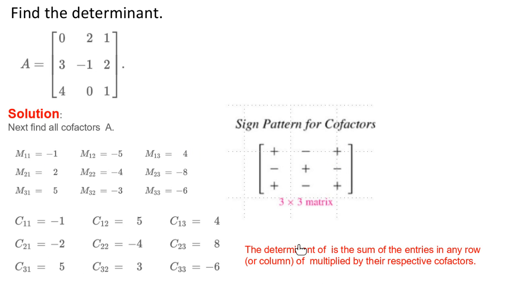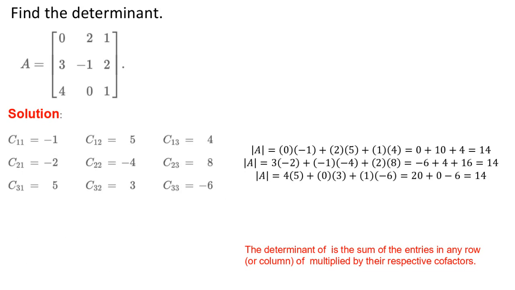So to get your answer, we're going to take the sum of all the entries in any row. You can pick any row, so you can look at these right here, or these right here, or these down here. It doesn't matter which one you pick. And what we're going to do is multiply each entry by its respective cofactor and sum them. So now we're ready to find the determinant.